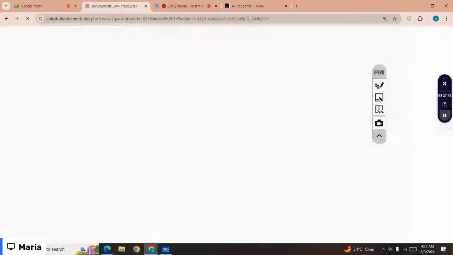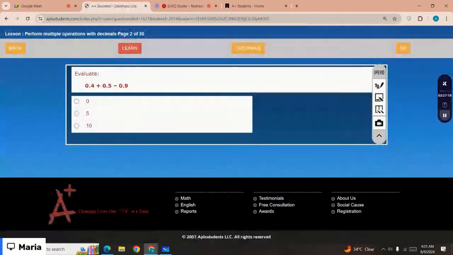Okay, the next one is 0.4 plus 0.5 minus 0.9. So which is the correct option? Zero it is. Option number 1 is the correct option. Very good.